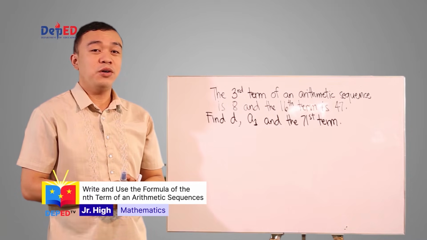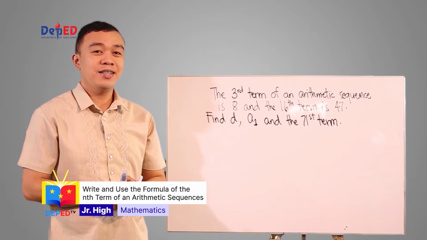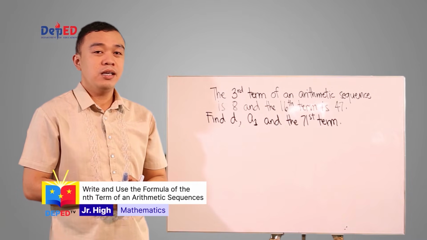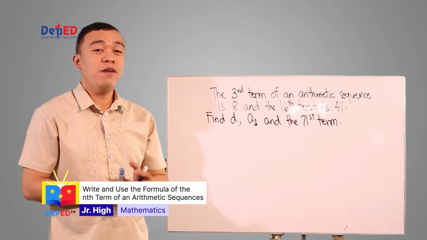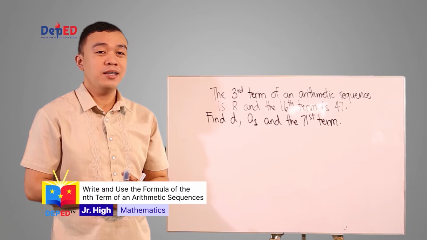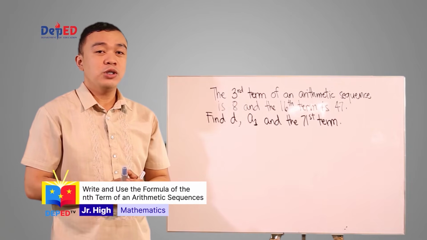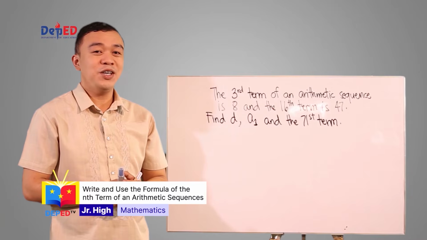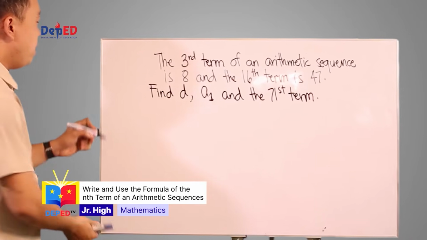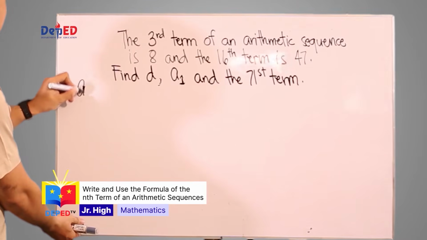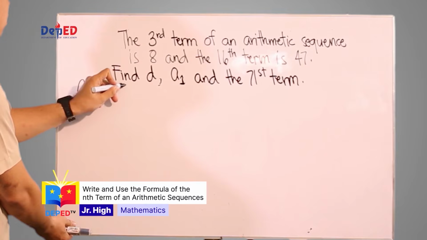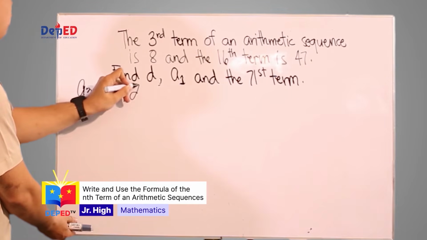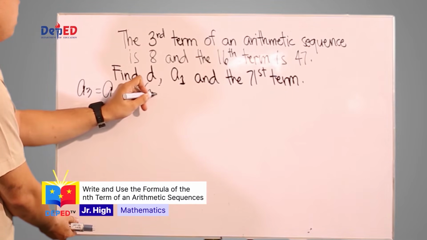From the given sequence, we can notice that the third term, or a sub 3, is equal to 8, and the 16th term, or a sub 16, is equal to 47. First, we will use the value of a sub 3 is equal to 8 and substitute to find the nth term of the sequence. So that will be a sub 3 is equal to a sub 1 plus the difference times n minus 1.